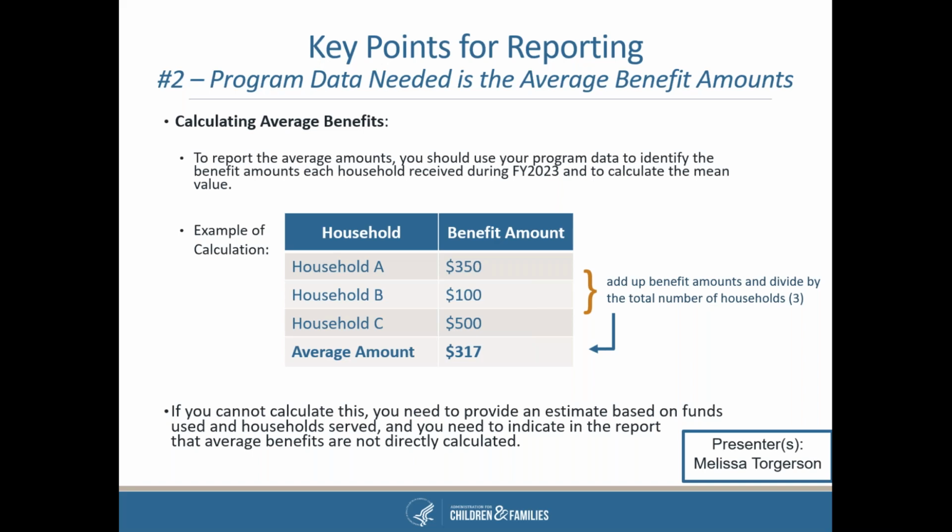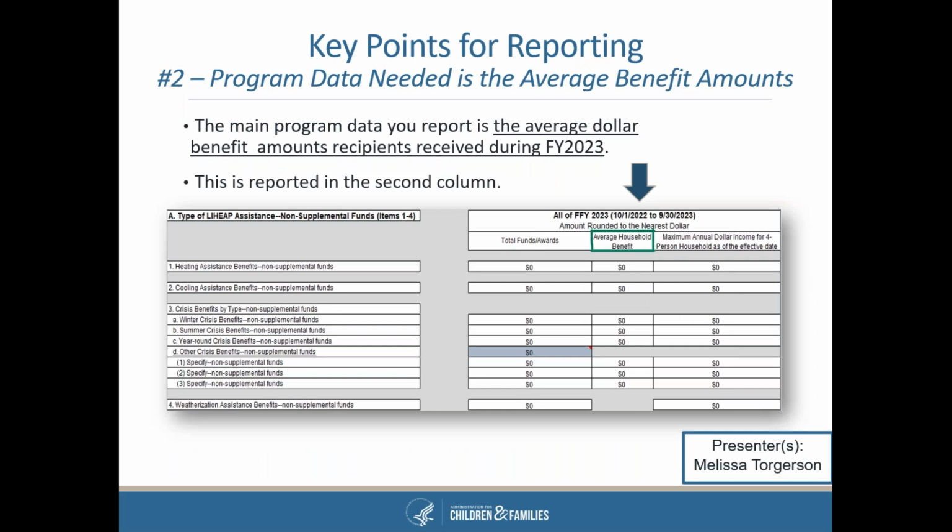Now, if you can't calculate it because you do benefits in a different way, or you include indirect benefits like program delivery or program service charges, and you have to provide an estimate based on funds used and households served, you need to indicate in the report that average benefits are not directly calculated. There's a place to check a box I'll talk about later, and then we'd also want to see that in the notes. So if that dollar amount you're reporting in that second column is not the dollars that you handed to a utility or a customer, it includes something more, you'll need to account for that in both the notes and in one of the check boxes we'll talk about at the end of the form.